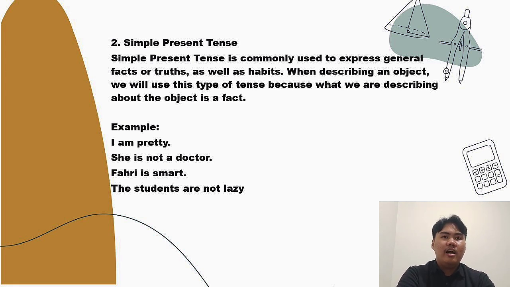Example: I am handsome. She is not a doctor. Fahri is smart. The students are not lazy.